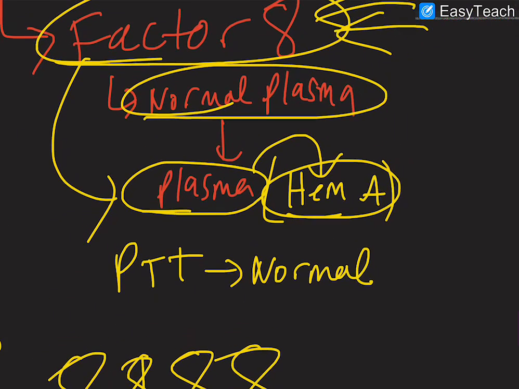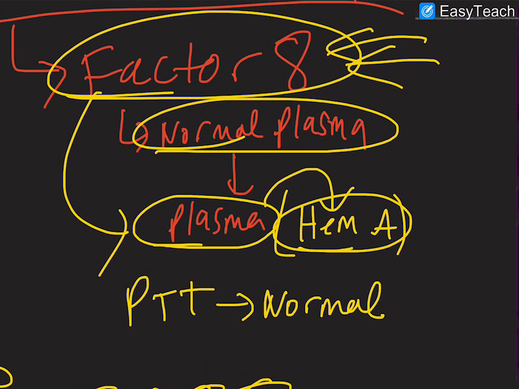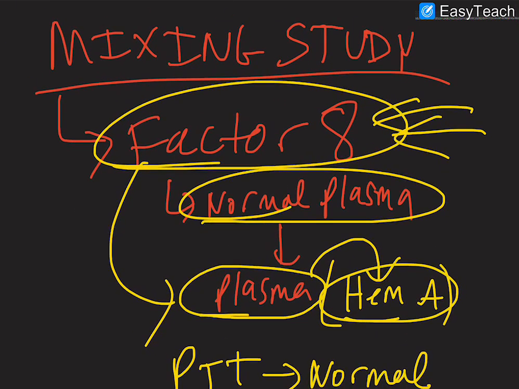So that's how you can differentiate between whether the patient actually has a coagulation factor deficiency or whether the patient has a factor inhibitor, right? So that's important to distinguish. But that's basically it, right? If you do the mixing study and the PTT corrects, that indicates a factor deficiency. Okay, so that's hemophilia A.